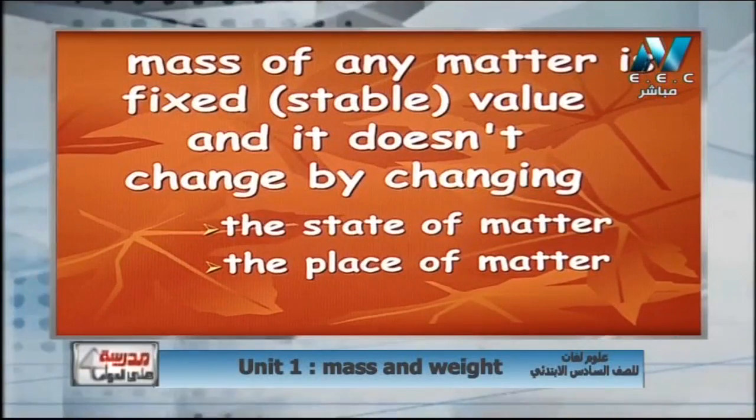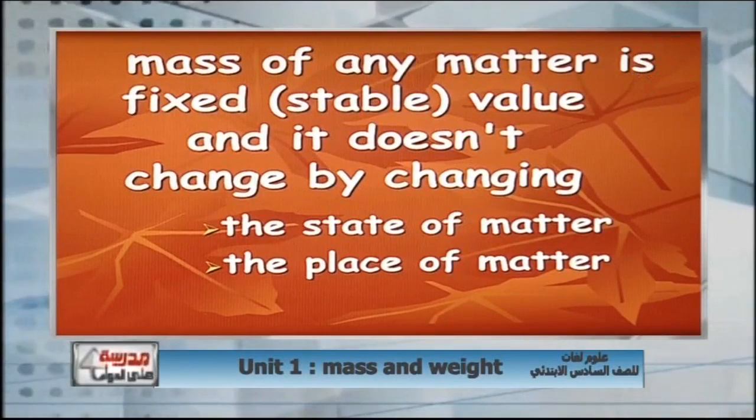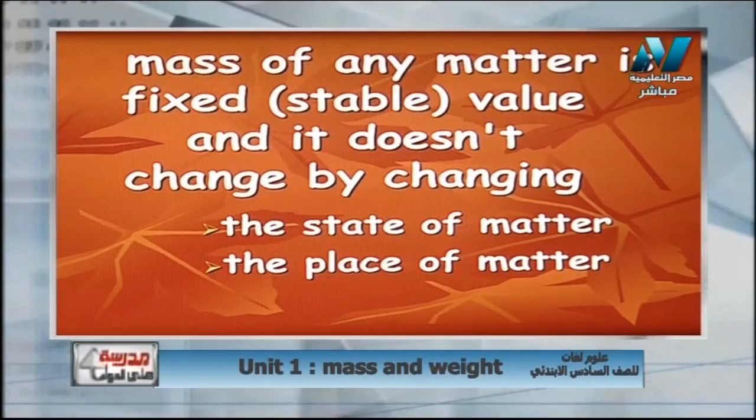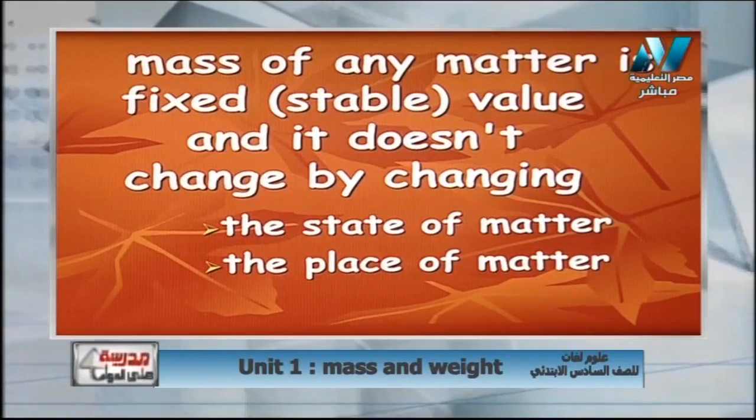For example, if you have a cube of ice، عندك مكعب ثلج. This cube of ice has mass of 30 gram for example. If you melted it، لو الثلج ده انصهر أو ساح أو تحول للliquid أو الووتر، it will have the same mass 30 gram. يبقى الماس ما بيتغيرش مهما غيرت حالة المادة أو حتى مكان المادة. So I can say mass is a constant value and it doesn't change by changing the state of matter or the place of matter. الماس قيمة ثابتة ما بتتغيرش بتغيير حالة المادة أو مكان المادة.